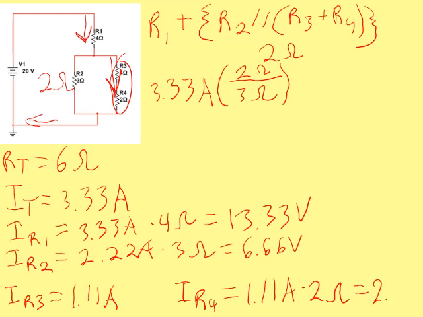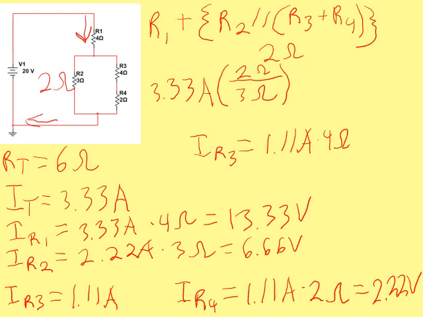Equals 2.22 volts. And we know the remainder will be at IR3. So we'll write up here IR3 equals, that was 4 ohms, 1.11 amp times 4 ohms equals 4.44 volts.